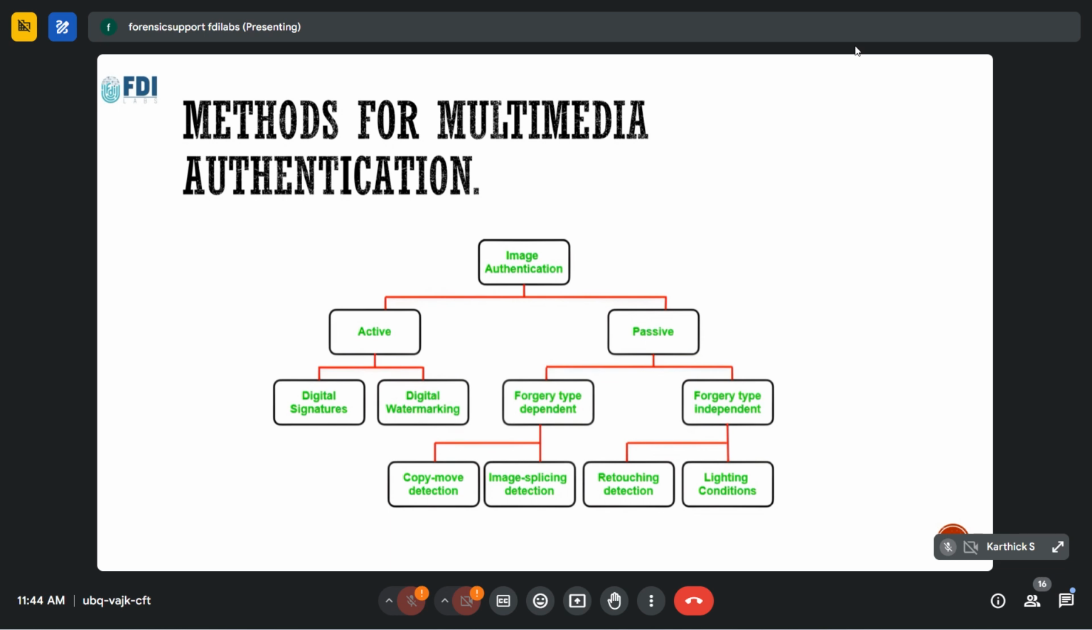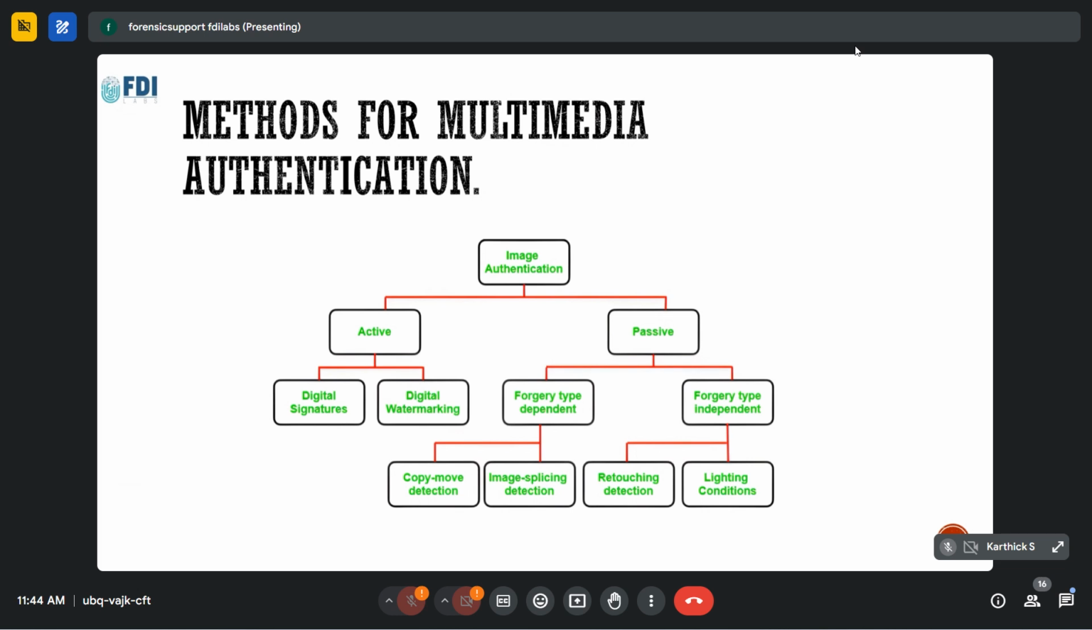Active image authentication, this method, involves embedding something, embedding some information or data into an image from the time of the creation of the image, or from the date of the origin, and to later verify its authenticity. This active image authentication method is used.